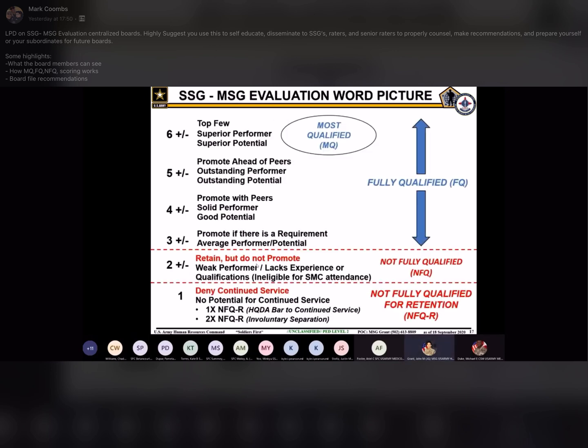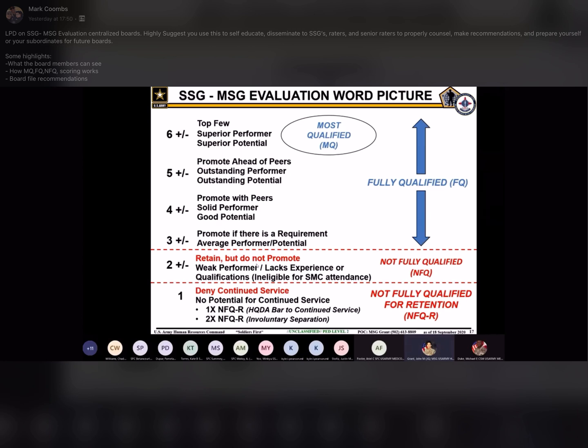So here we have a word picture. We use this for the staff sergeant through master sergeant evaluation board. If you look at the top, the highest score that you can receive is a 6. There's a plus or minus next to it because we give every score a plus or minus identifier, except for the 1. Because if you're scored a 1, it's not good. Whether you get a 1 plus, we can't say, hey, they're a little bit good. If you get a 1, it's just a 1. So there is no plus or minus.